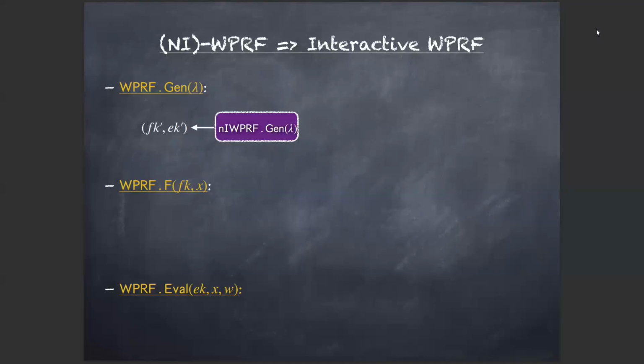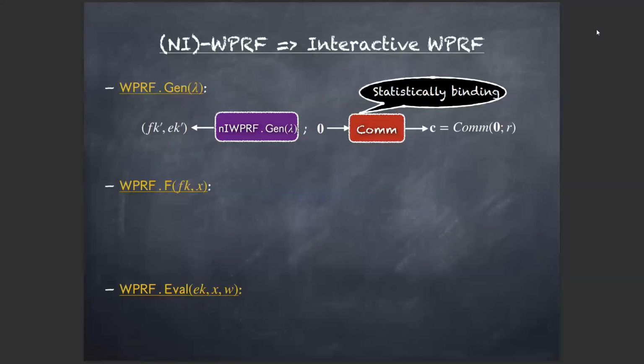So the idea is very similar. You run the setup of the non-interactive witness PRF, and then you commit to some junk. When I say junk, it means something like a string 0, which is not in the statement space, using randomness R. And this is statistically binding. You set your public key to be the public key of the non-interactive PRF and the commitment, and the secret key is the secret key of the non-interactive PRF and the randomness of the commitment.